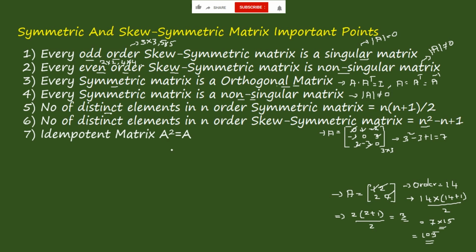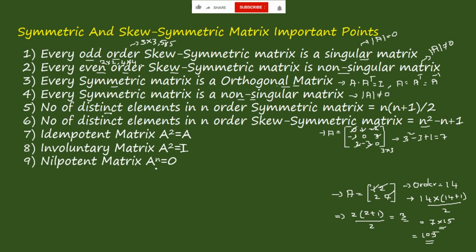Idempotent matrix is nothing but A square is equal to A. Then involutory matrix is nothing but A square is equal to I. What is I? I is nothing but an identity matrix. Come to the next one. Nilpotent matrix is nothing but A power n is equal to 0, where n is known as the index. These are the basic important points of symmetric and skew symmetric matrices.